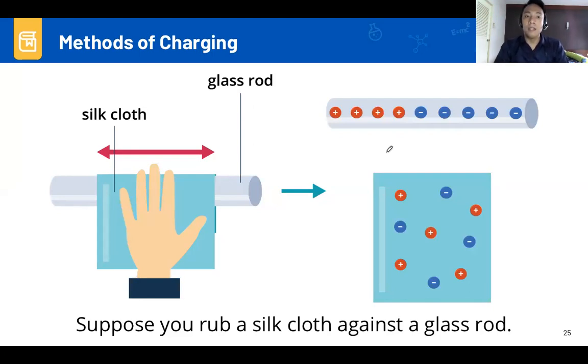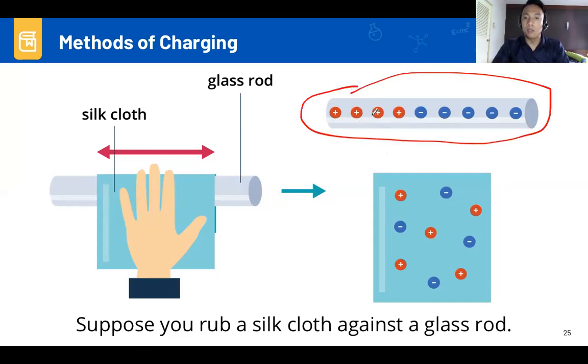So this one is another experiment. So we have the silk cloth and the glass rod. Ayan. So suppose you rub a silk cloth against a glass rod. So this will be the glass. We have 4 protons and then 5 electrons. And then our silk has 4 protons and 4 electrons. Tanda niyo yan, ha? Okay, so we will rub a silk cloth and a glass rod. 4 plus 5 minus for glass rod, 4 plus and 4 minus for silk. We will rub them.